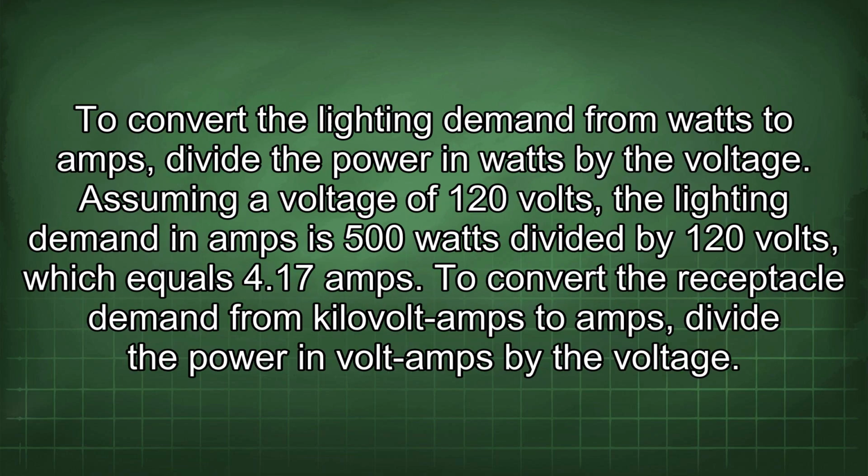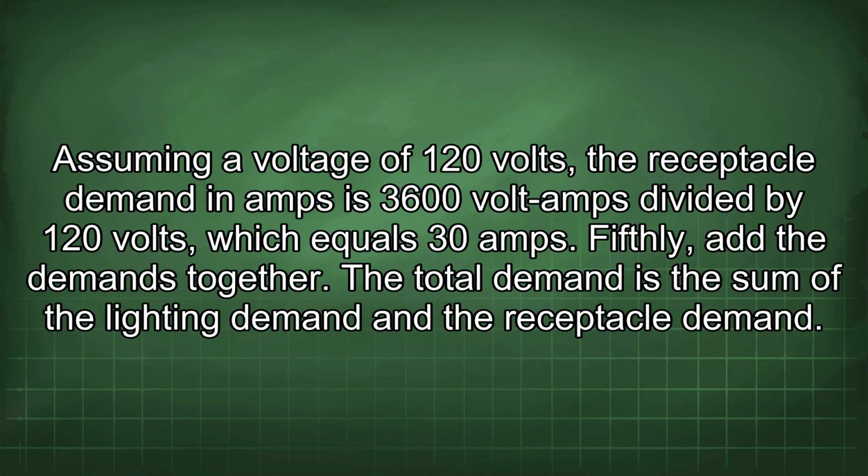Fourthly, convert kilowatts and kilovolt amps to amps. To convert the lighting demand from watts to amps, divide the power in watts by the voltage. Assuming a voltage of 120 volts, the lighting demand in amps is 500 watts divided by 120 volts, which equals 4.17 amps. To convert the receptacle demand from kilovolt amps to amps, divide the power in volt amps by the voltage. Assuming a voltage of 120 volts, the receptacle demand in amps is 3600 volt amps divided by 120 volts, which equals 30 amps.